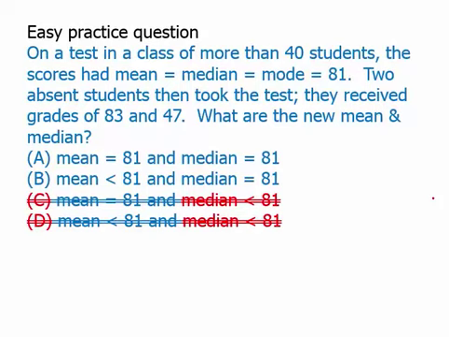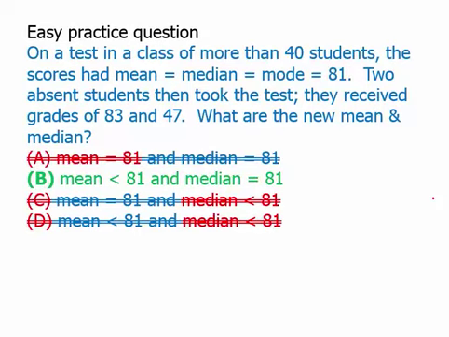What about the mean? Well, notice that before those 2 students took the test, the mean and the median were both 81. Well, now we added one grade that was just 2 above the mean, but then we added a grade that was significantly lower than the mean. So that 47 is an outlier, and that's going to pull the mean down, pull it below the median. And so the mean is not going to stay the same, and in fact, we're going to have a lower mean while the median stays the same. Answer choice B.